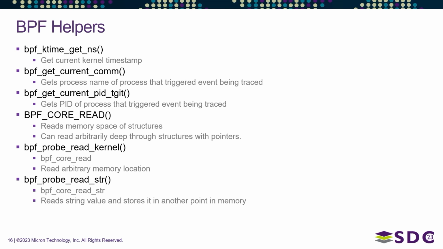Here's just some examples of the BPF helper functions that we use. How we get the current time for latency is just bpf_ktime_get_ns, in nanoseconds. The next couple functions give us the process and the process ID of the triggered event. And then bpf_core_read, bpf_probe_read_kernel, and bpf_read_str. These are BPF helper functions that let you read arbitrary memory locations or read specific things from structures within BPF code. You can do them using your own pointers, but these do a good job of helping you when you're running on different kernels because it knows how to relocate each structure.